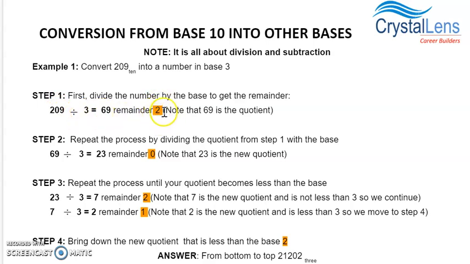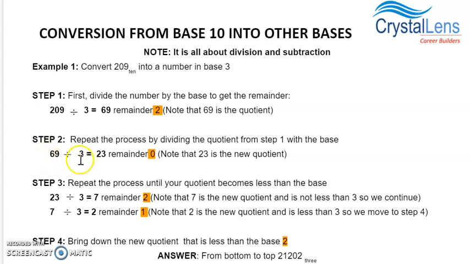Now this 2 is highlighted because it is the remainder and it is what we're going to be needing in our final answer. So this number here, 69, is what we call the quotient, and that's what we're going to be using to divide going forward. And so step 2 says repeat the process by dividing the quotient from step 1 with the base. And remember, we are trying to convert into base 3, so we'll continue dividing by 3. So our new number is 69, and so we will say 69 divided by 3.